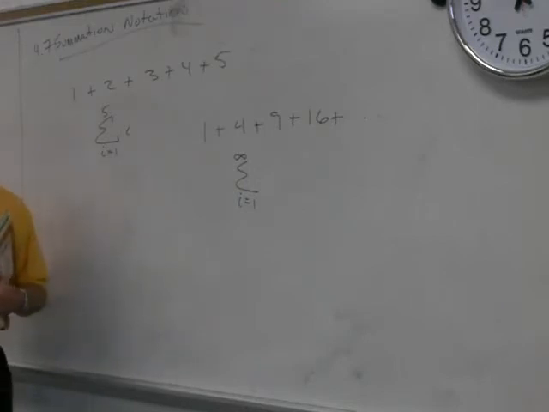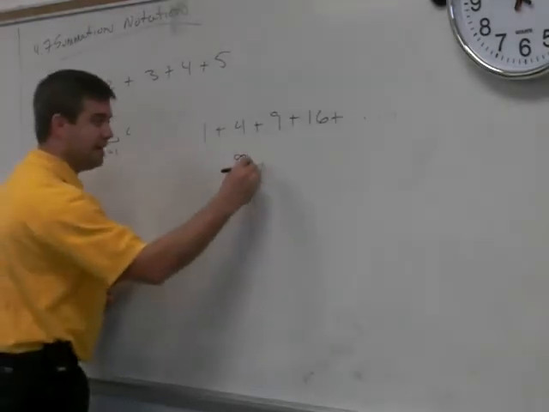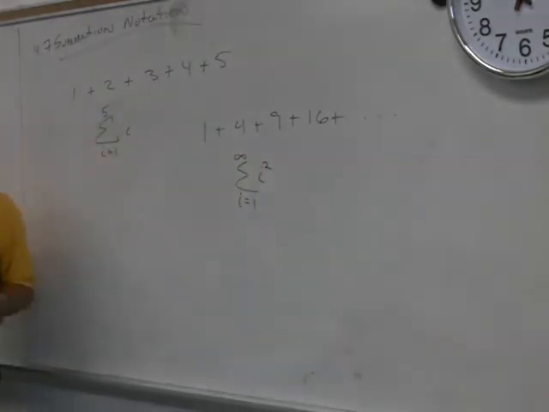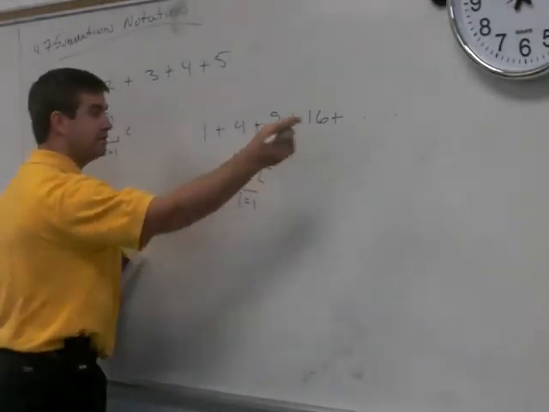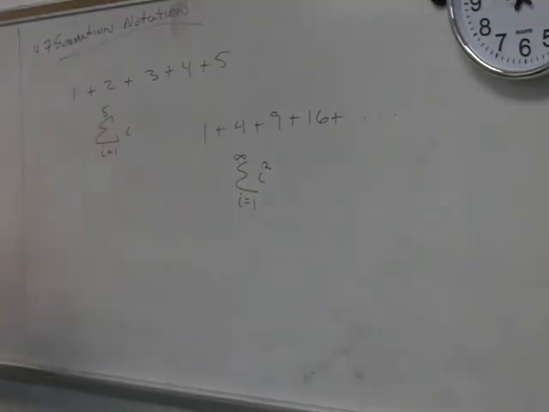Then what would your rule be? i squared. Very good. How many of you saw that right away? i squared. Definitely. Very good. This is 1 squared, 2 squared, 3 squared, 4 squared, and so on and so on. So i is like 1, 2, 3, 4, 5, 6, 7, 8, 9, 10, 11, 12, and so on.